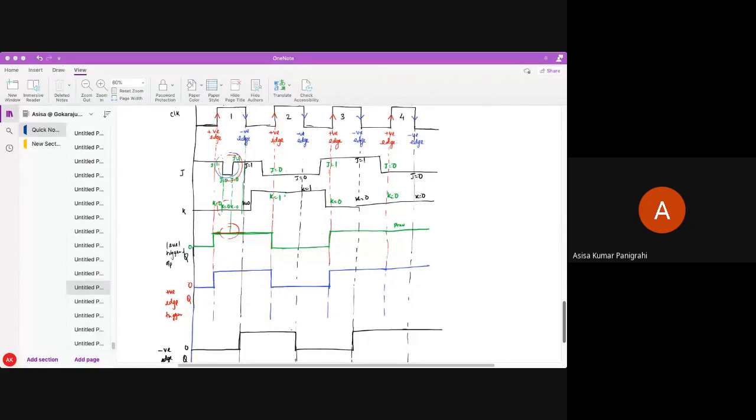G. Vivek, are you there? Yes, sir. Did you understand the timing diagram? Yes, sir. Vivek, any doubt? No, sir. Okay. Sai Sri Sindhu, are you there? P. Sai Sri Sindhu. Okay, I'm removing you also.